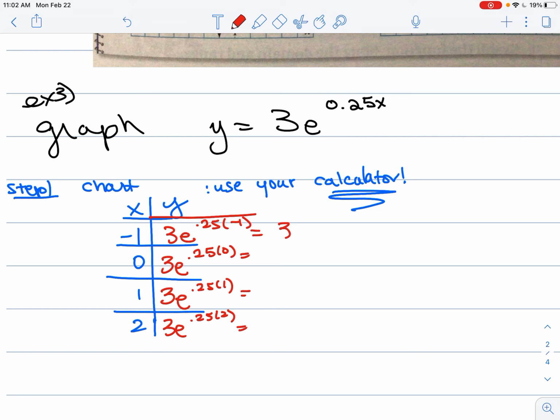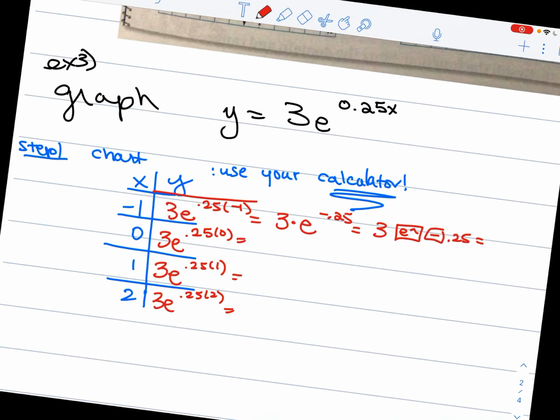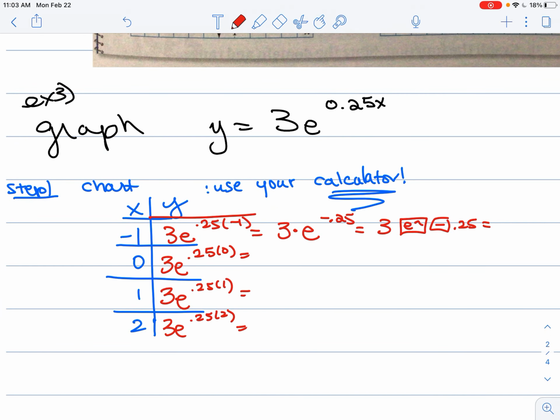We know this will simplify to 3 times e to the -0.25. So in your calculator, you're going to hit the number 3, hit your e button, go to the negative button, 0.25, and we get approximately 2.4. I'm going to round it, okay?